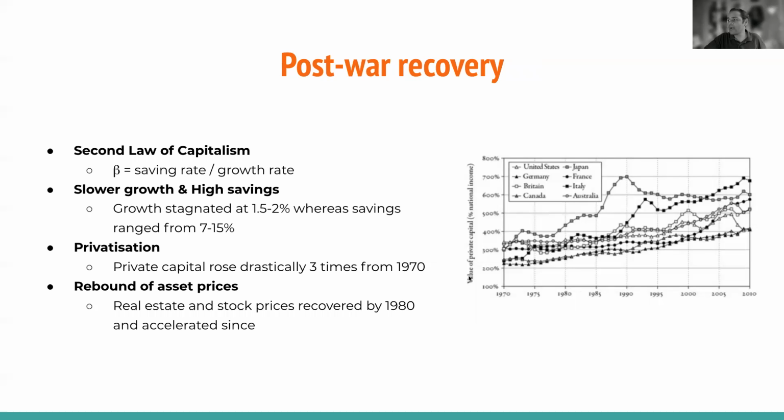And the rapid growth from 1970 was mainly due to high savings and very slow growth. So developed nations were seeing around 1.5 to 2% growth, whereas they were saving roughly 7 to 15%. This led to an increase in capital income ratio. Thirdly is privatization. Capital moved from public to private at least three times from 1970.